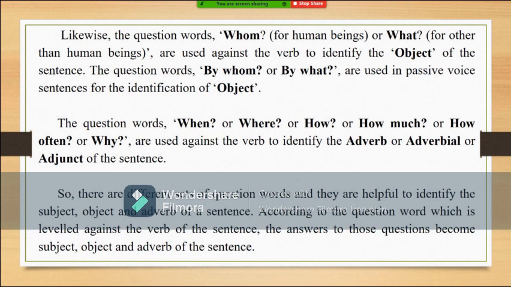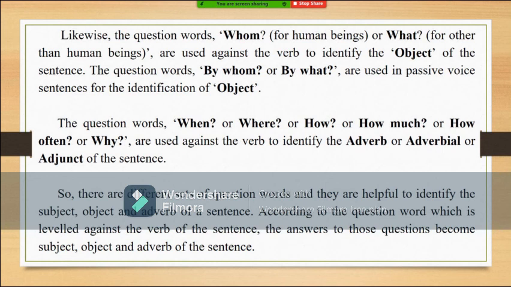A snake was seen by me. Here, a snake is the subject. By whom was the snake seen? By me. So, by me is the object there. We shall see it in the passive voice sentences. Now we need not confuse it here.